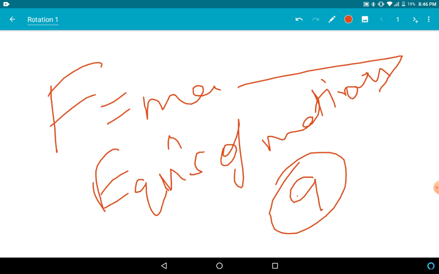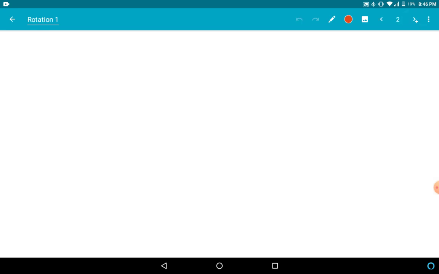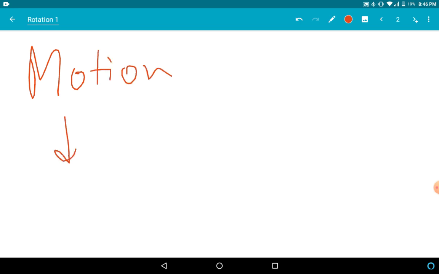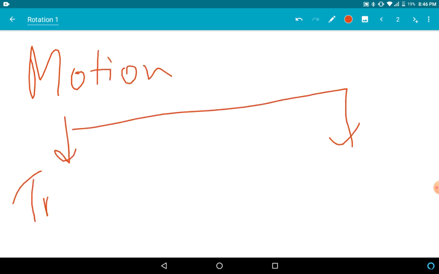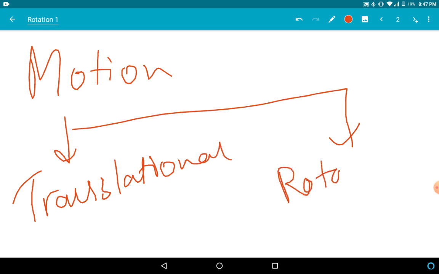Now, what is translational motion? Let me tell you. If I say this is motion, motion can be divided broadly into two categories. One is translational, another is the rotational. So what is translational motion and what is rotational motion?